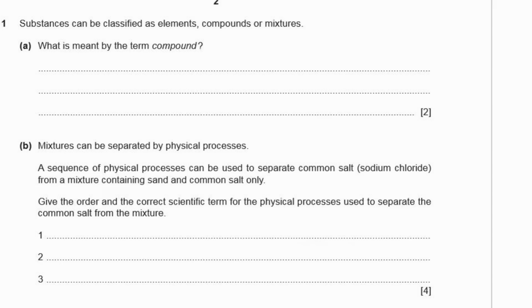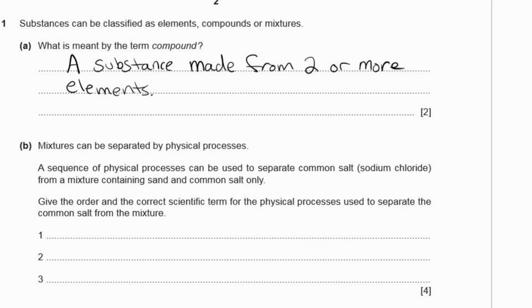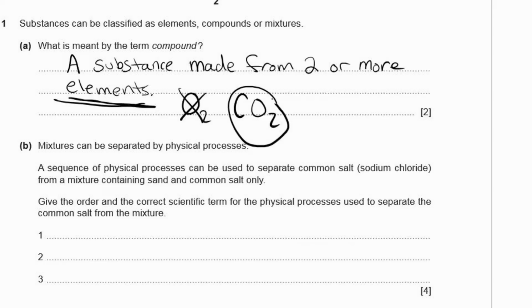Question 1. Substances can be classified as elements, compounds, or mixtures. A. What is meant by the term compound? A compound is a substance that's made from 2 or more elements. The key word there is elements, not atoms, because O2 is not a compound. It is a molecule, but it's not a compound. CO2 is a compound because it has a carbon and an oxygen. Those are 2 different elements.